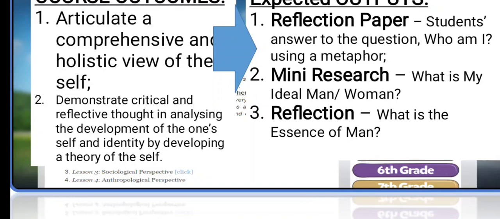First, reflection paper about students' answer to the question, who am I, using a metaphor. Second, mini research on the question, what is my ideal man or woman. Third, another reflection paper on the question, what is the essence of man.